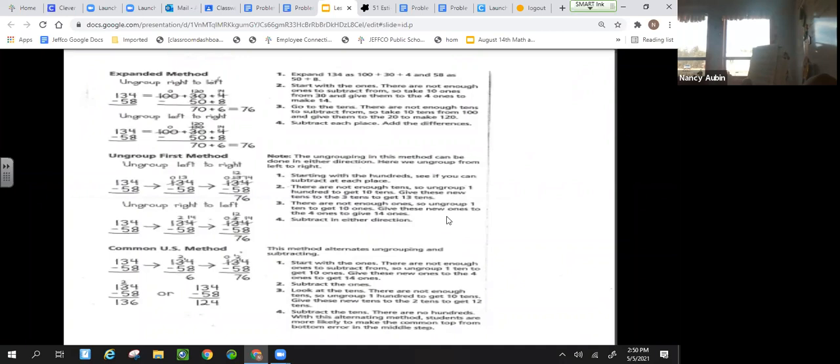Okay, you guys can get with a partner and read through these and discuss what you notice. What do you notice about these methods? What do you wonder? Share with a partner. You guys can take turns reading it to each other, but wait till you get your papers and then you can get with the buddy.